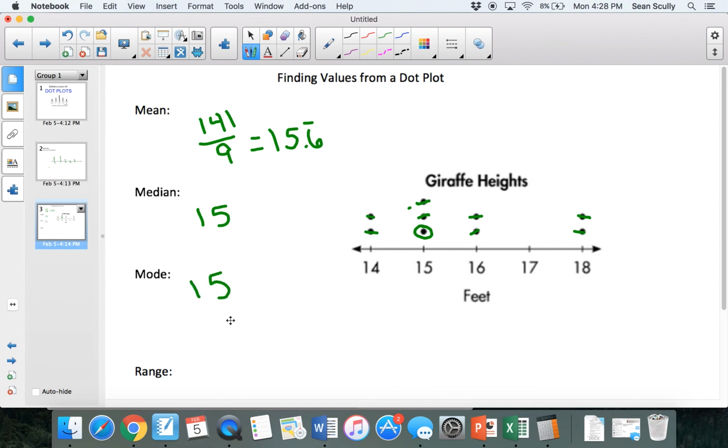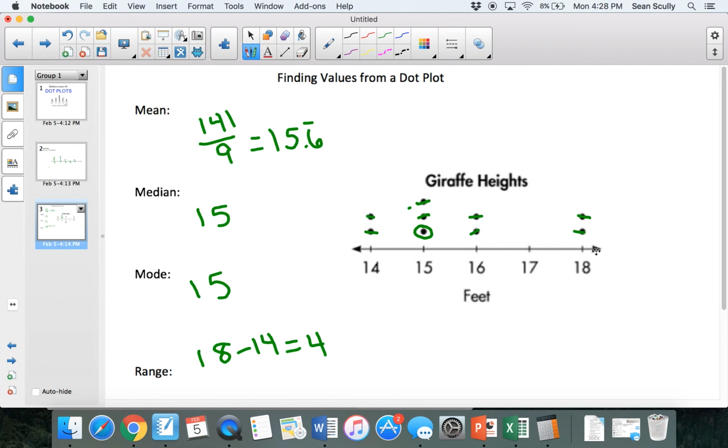Now the range. Our range is still the biggest value minus the smallest, but there has to be a dot there. Our biggest dot, we have 18. 18 minus 14. So our range here is 4.